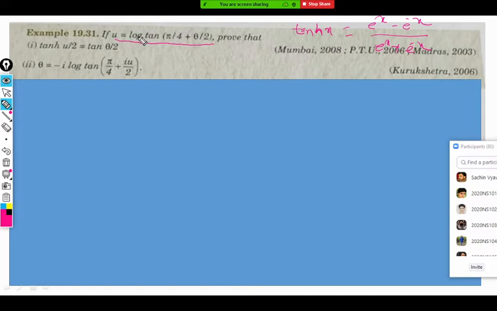So log is already there. If we take the exponential on both sides, we can start like this: e raised to u is tan of pi by 4 plus theta by 2. So this is the given part. Now from e raised to u, we have to move to e raised to u by 2, because tan hyperbolic u by 2 is e raised to u by 2 minus e raised to minus u by 2, that way. So can we write e raised to u in the form of e raised to u by 2?